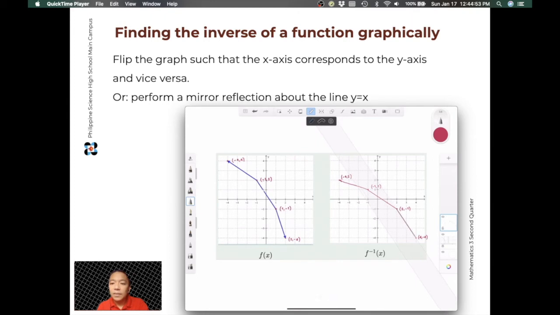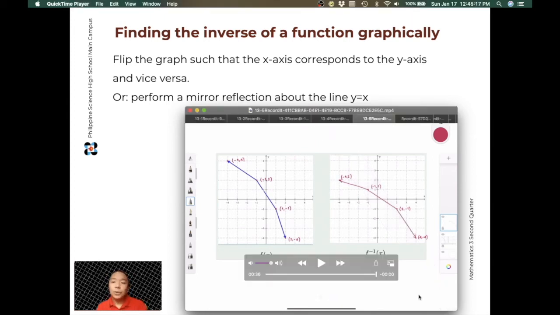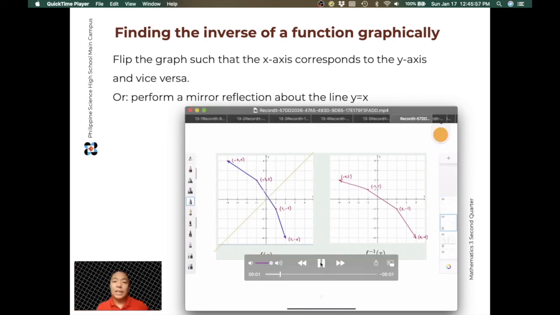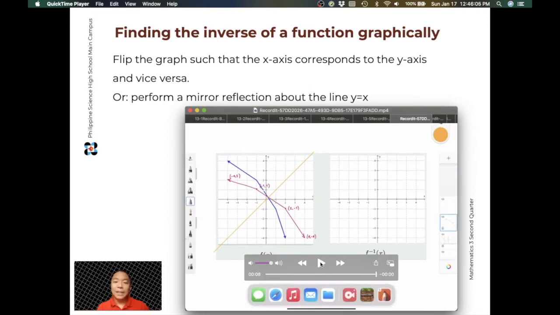And connect. Now, how do we make sure na siya yung inverse? Sabi natin, dapat para lang tayong nag-perform ng mirror reflection about the line y equals x. So if we draw the line y equals x, that's the yellow diagonal line, tapos inilipat natin yung graph ng inverse natin, ay mas madali nating makita na siya talaga ay mirror reflection ng blue na graph across the yellow line, the line y equals x.